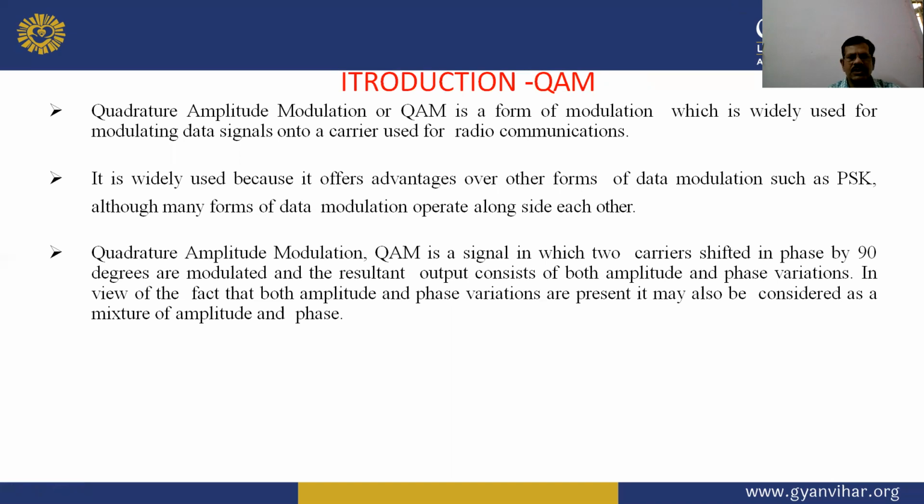Quadrature amplitude modulation is a signal in which two carriers shifted in phase by 90 degrees are modulated, and the resultant output consists of both amplitude and phase variation. In view of the fact that both amplitude and phase variation are present, it may also be considered as a mixture of amplitude and phase modulation.